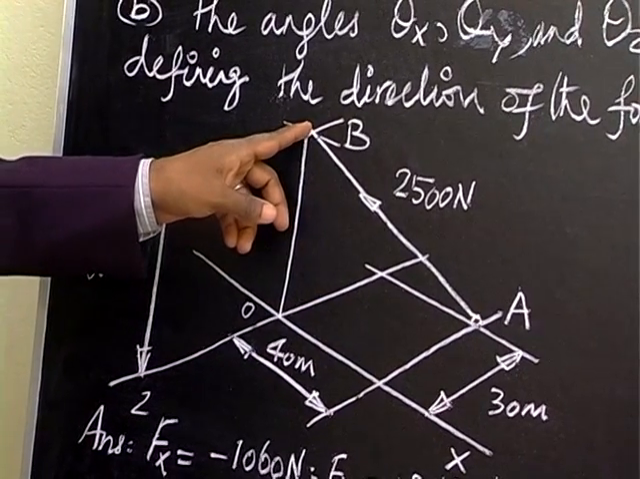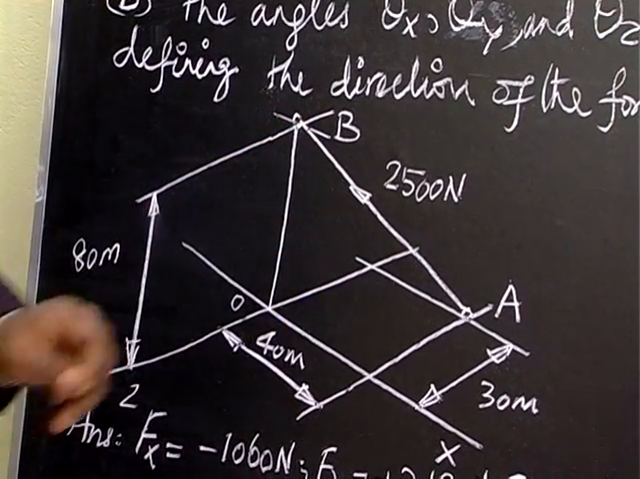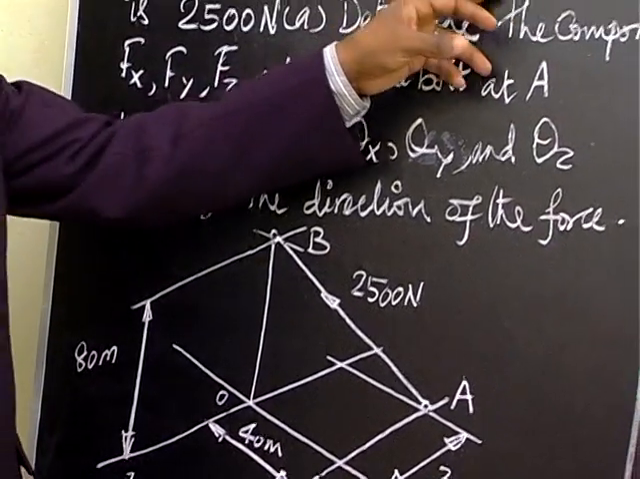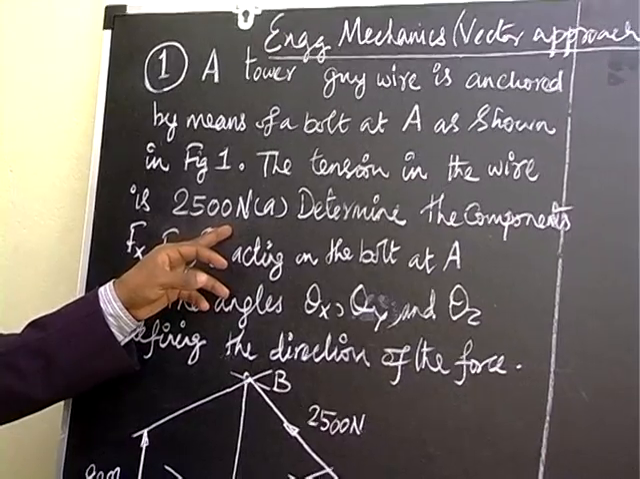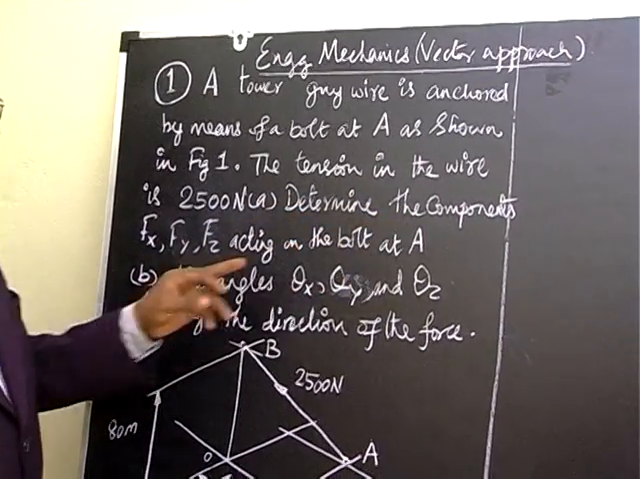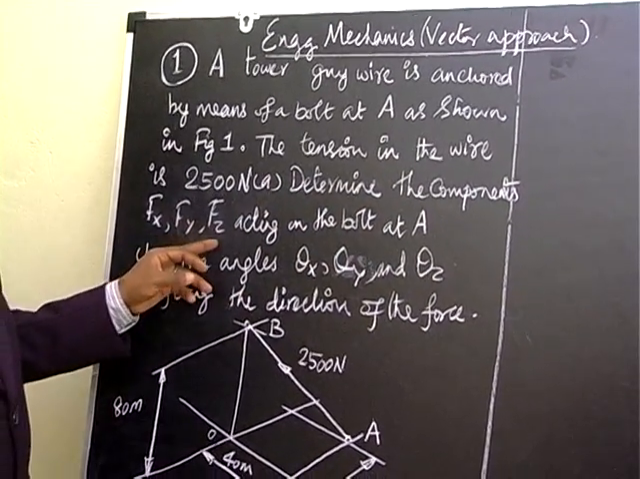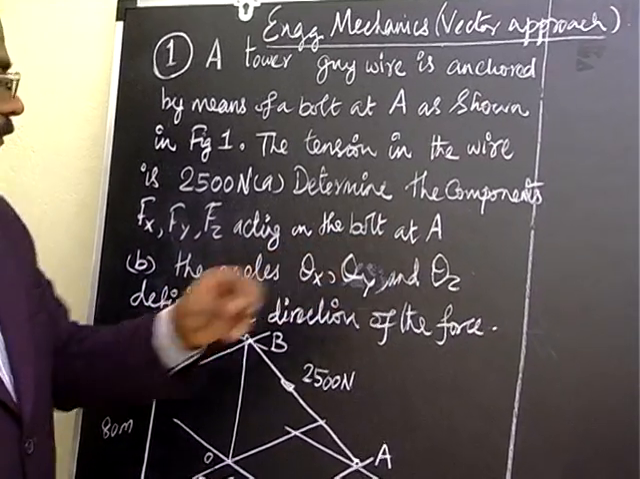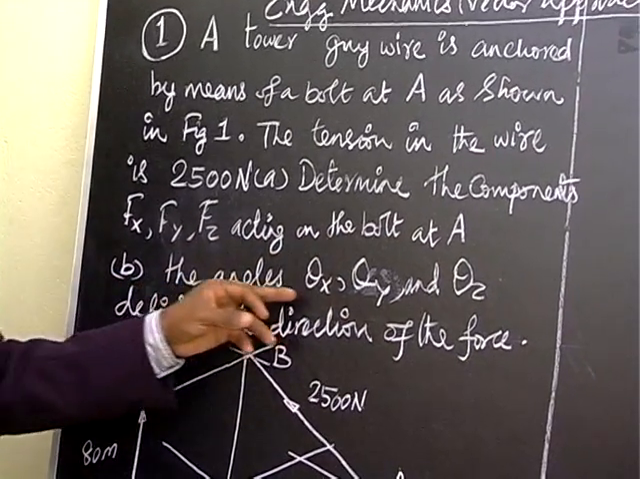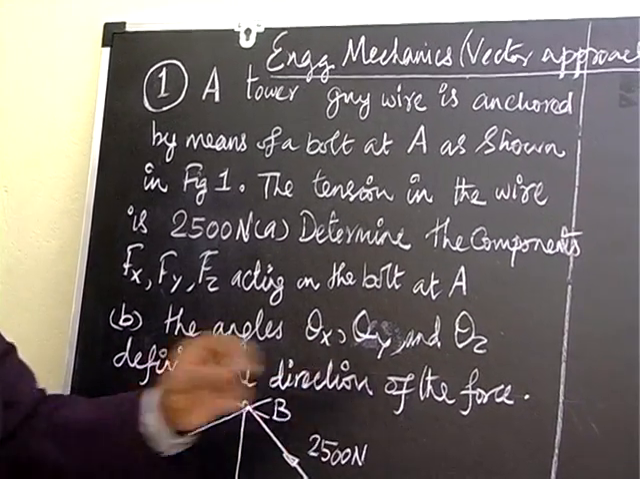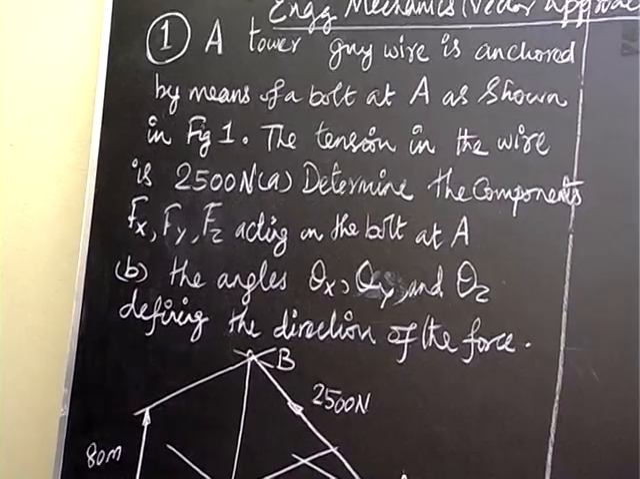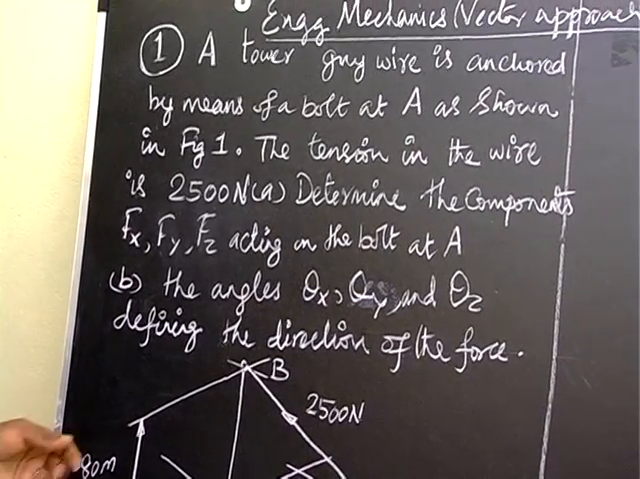We are supposed to find out the force vector FAB. The tension in the wire is given as 2500 Newton. We have to determine the component forces Fx, Fy, Fz acting on the bolt at A, as well as the angles theta x, theta y and theta z defining the direction of the force. We will see the basics first, then we will solve the problem. We have to get the answer.